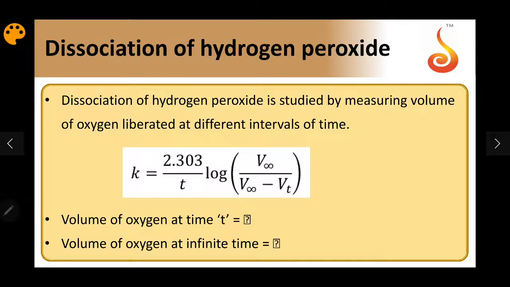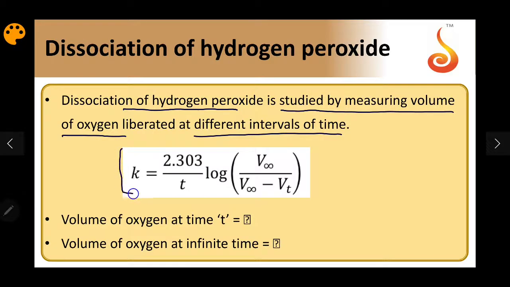Dissociation of hydrogen peroxide. This can be studied in two ways. The first one is studied by measuring the volume of oxygen liberated at different intervals of time. So at 0 time there is no volume, so V0 is 0. Same equation, if I remove V0 I get the rate constant as 2.303 by T into log of V infinity by V infinity minus Vt. So volume of oxygen at time t is Vt, volume of oxygen at infinite time is V infinity.